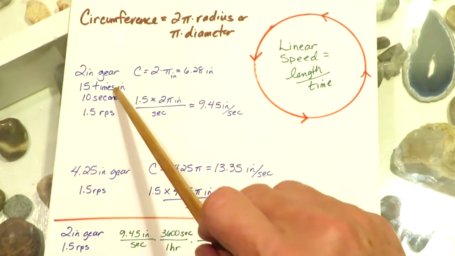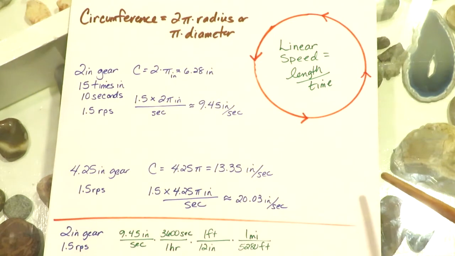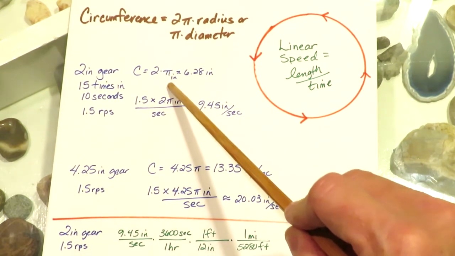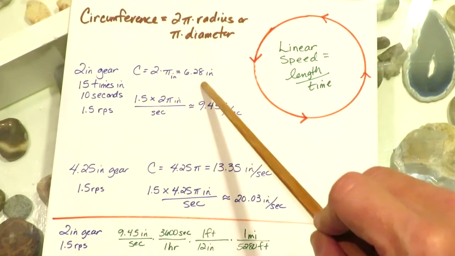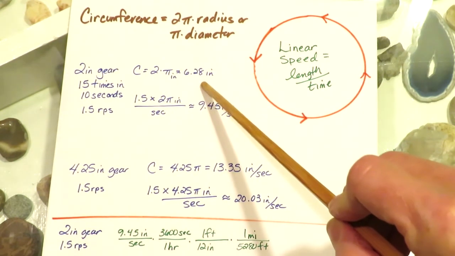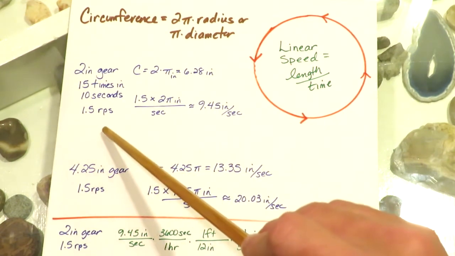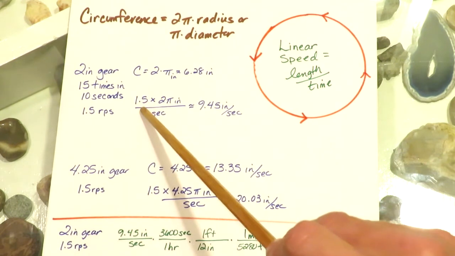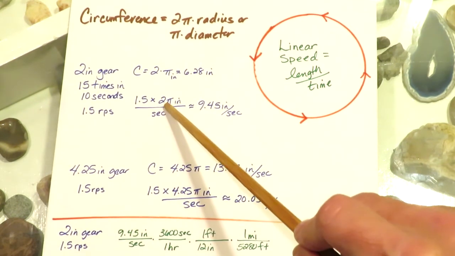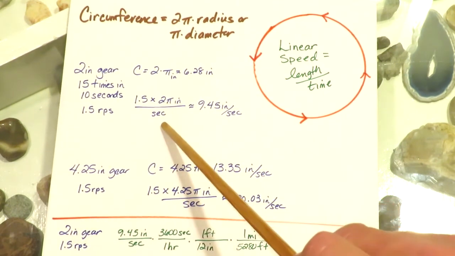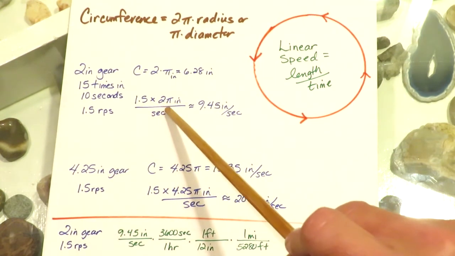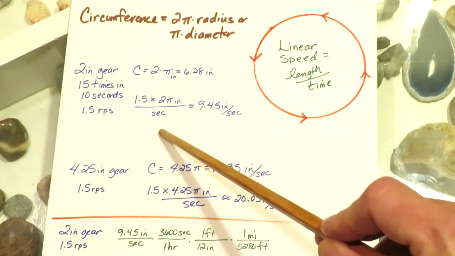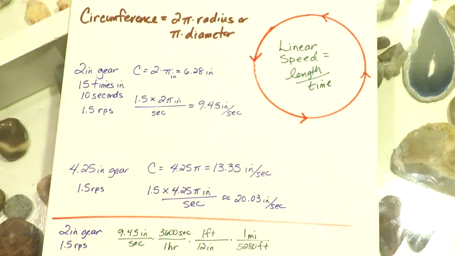If we work with the smallest gear that moves, the 2-inch gear, its circumference is 2 inches times pi times diameter, or approximately 6.28 inches. I'm spinning it 1.5 revolutions per second. That means that it's making 1.5 circumferences every second. So 1.5 times the circumference is how many inches it's moving per second. That is its linear speed.